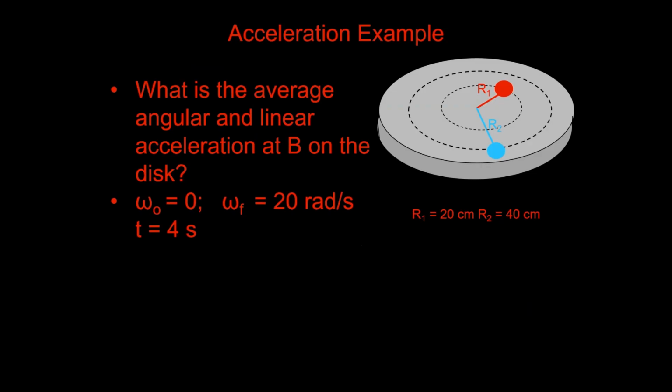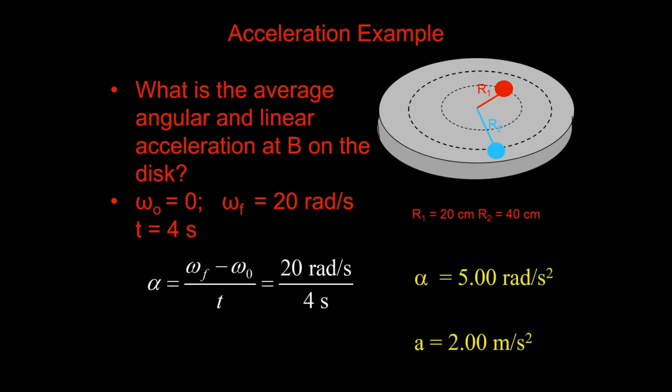Let's take another one. Lots of examples. So what's the average angular and linear acceleration at point B on this disk? So we're dealing with point B, which from our previous slide was this one at 40 centimeters. Omega i here was 0, omega f was 20 radians per second, R2 is 40 centimeters, that's point B, and t is 4 seconds here. Well, alpha is delta omega by delta t. That's 20 radians per second over 4 seconds. So alpha will give us 5 radians per second per second.